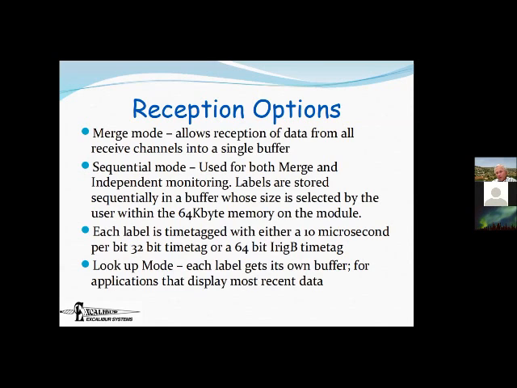A second way of doing it is saying, I don't really care about the relationships. Each guy is in business for himself, and I'd like to have separate buffers for each of them. That's called sequential mode. We can do that as well. And then there's a lookup mode that says, not only am I not interested in relationships between different channels, I'm not even interested in the relationships between different labels on the same channel. I just want to know the most recent data for each value. So if you want to show a cockpit-like display, and on the display you only see the latest data, that'll be lookup mode, where each label gets its own buffer, and you don't have a history. What you have is the most recent data.